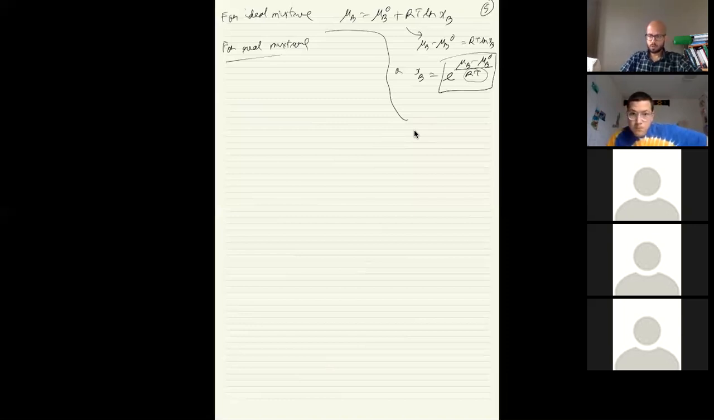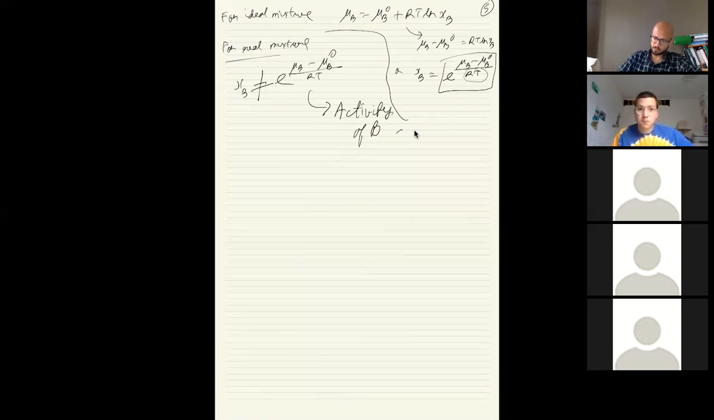This is not going to be true in general. For a real mixture, if you calculate e to the power (mu B minus mu B naught) by RT, it's not going to be the same as the mole fraction of B. It will be something, I don't know what it is. So what people did was say that this thing, I'm going to define it as the activity of B, and give it a new name, small a for activity and subscript B. So I am defining my activity of the species B as e to the power (mu B minus mu B naught) by RT, where mu B naught is the chemical potential of the pure species B.